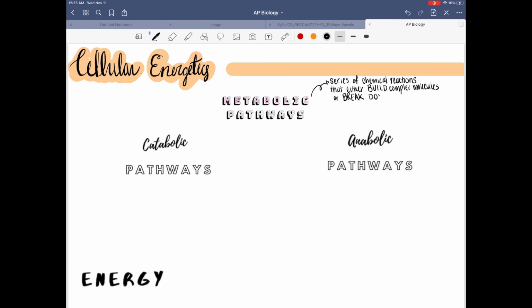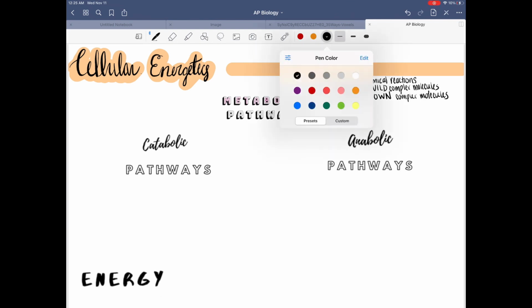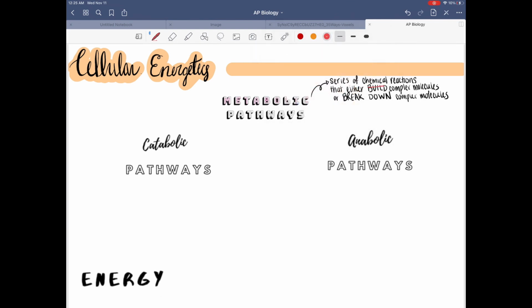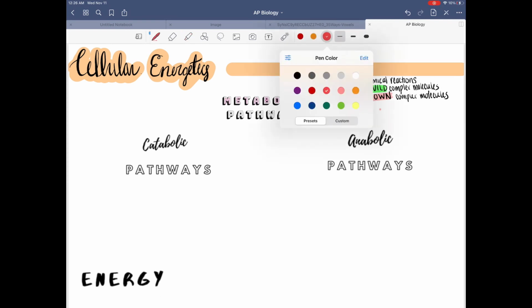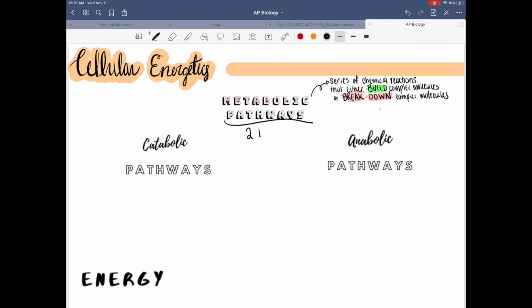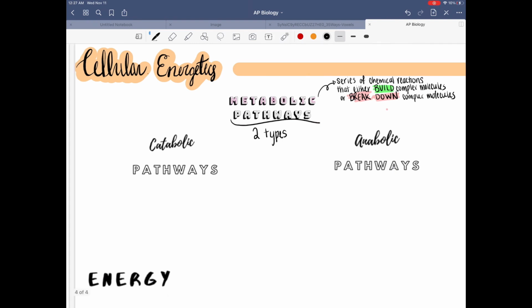Now, this does connect to enzymes. So when we looked at enzymes, remember we looked at how enzymes can help to speed up the building of our molecules or breaking down of our molecules. So now that we've looked at how enzymes can go in and impact that, we're going to look at the actual processes that are happening. All right, so the two types of metabolic pathways that we have are catabolic and anabolic.